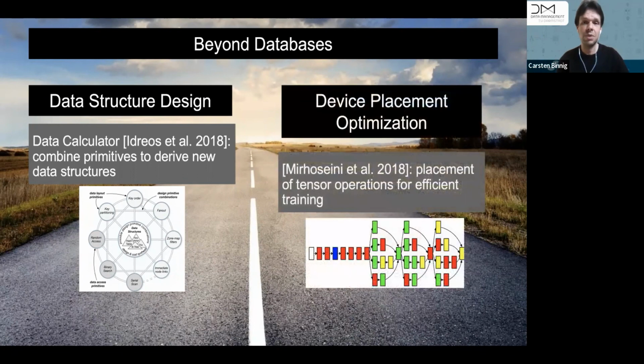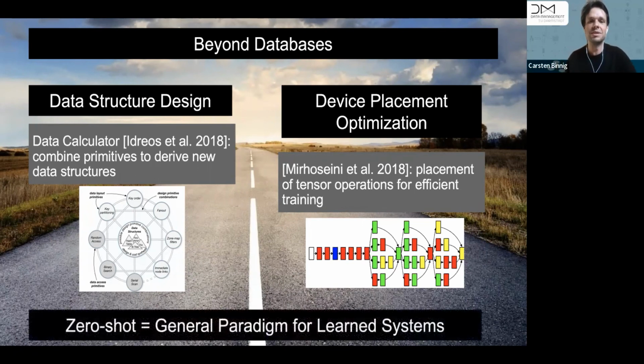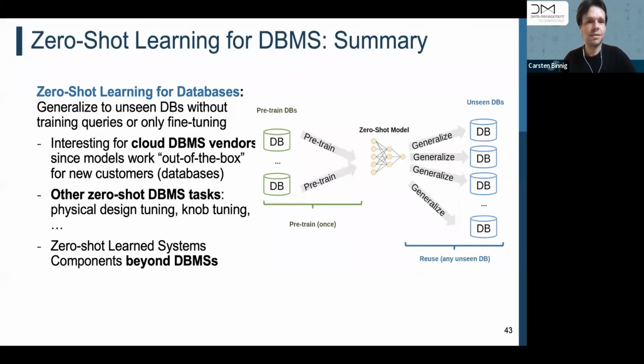And also, since cost models are not only database specific, you can use this in other systems. For example, in TensorFlow, one problem is device placement. So deciding on which processing unit, CPU or GPU, you put a tensor operation on. People have been using workload-driven approaches for that in the area of TensorFlow. And we think zero-shot learning can also be used here for deciding on which processing device a tensor operation should be placed. So overall, we believe that zero-shot is a more general paradigm for learned systems, not only databases. So with that, I think on this slide is nothing new.